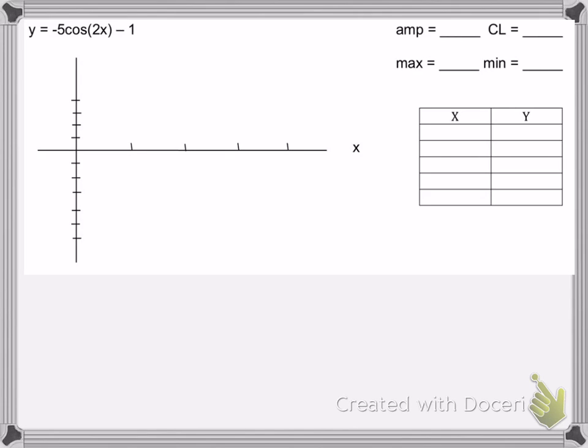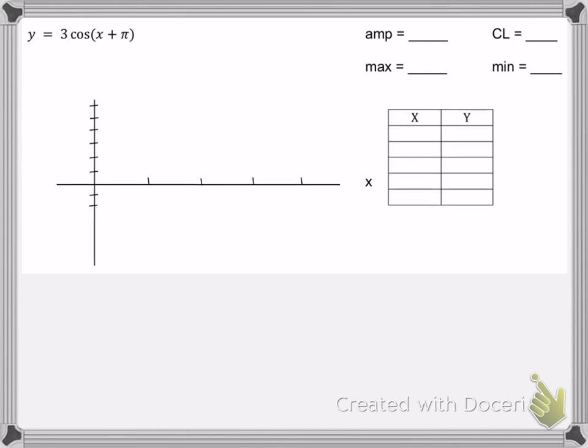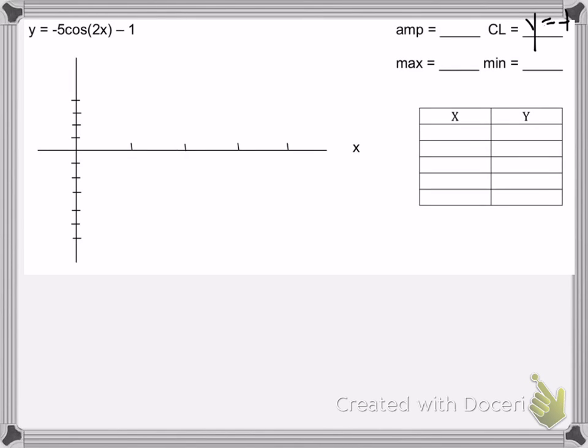In the next example, I'm now adding in a b term. So my center line, y equals negative 1. My amplitude is 5. So my max is 4. And my min is negative 6. So I can label that.